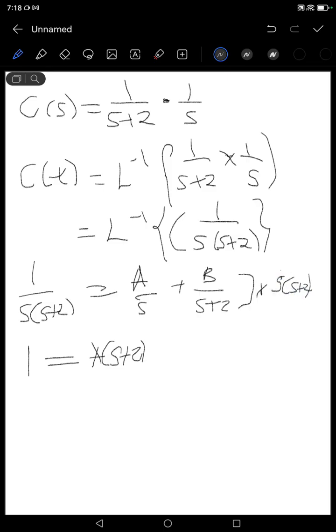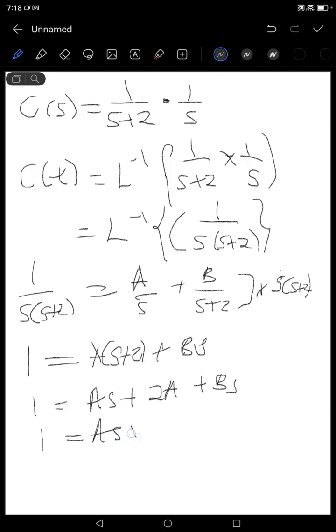If we multiply both sides by s into s plus 2, the s and s cancel each other, and we'll be left with a into s plus 2, and then plus bs. The s plus 2 and s plus 2 cancel each other, and from here we can solve for a and b. So 1 is equal to as plus 2a plus bs. Now we group the terms with s together and the one that doesn't have s together. So 1 is equal to as plus bs plus 2a.